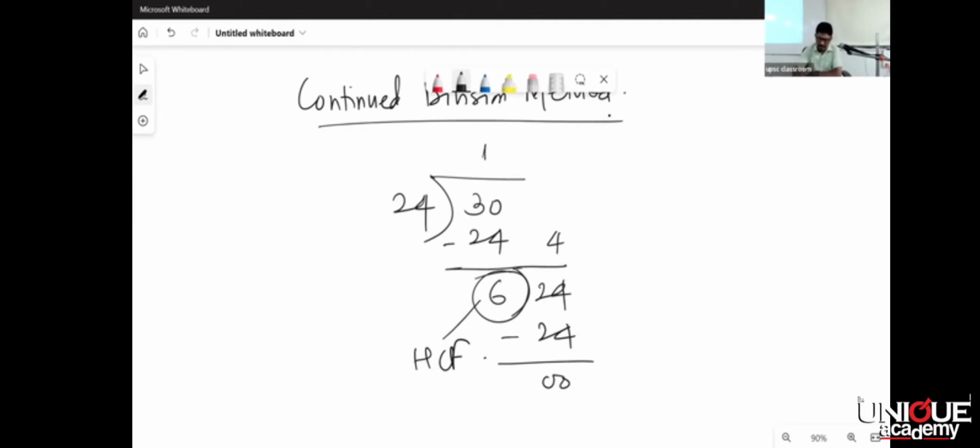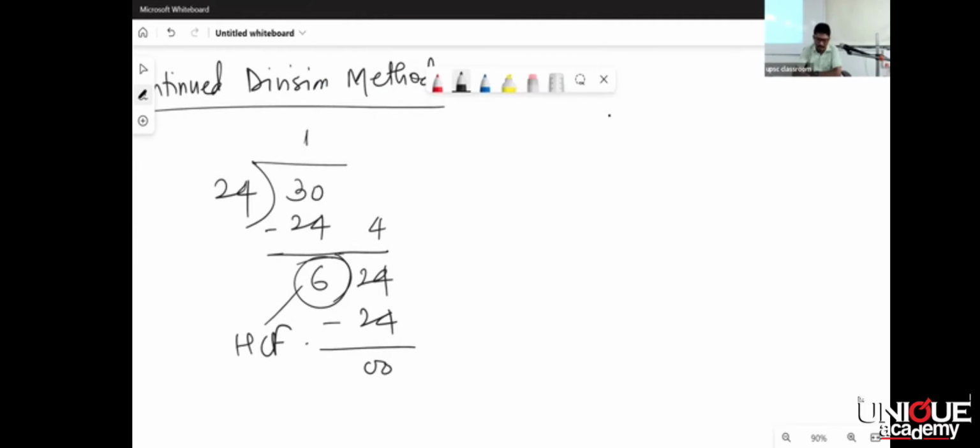Okay. So from a practice point of view, I would like to give you an example. Before that, have you taken down this one, 30 divided by 24 and all this? So you just write down there: find the HCF of 126 and 308.